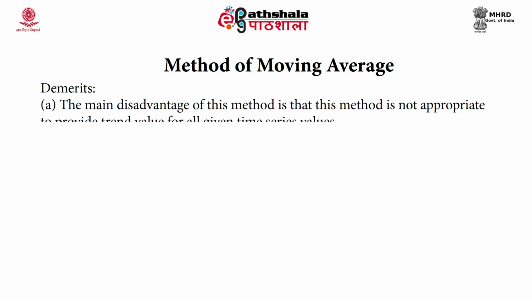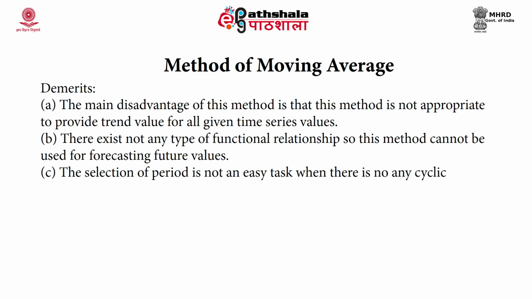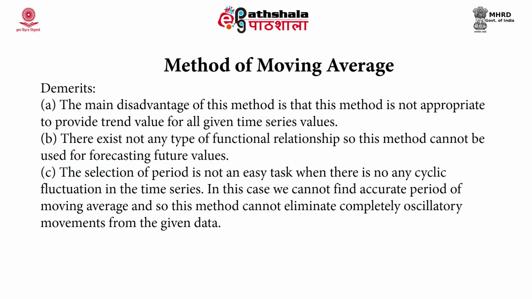What are the demerits? The main disadvantage of this method is that it is not appropriate for providing trend values for all given time series values. There exists no functional relationship, so this method cannot be used for forecasting future values. The selection of period is not an easy task when there is no cyclic fluctuation in the time series. In this case, we cannot find the accurate period of moving average, and so this method cannot completely eliminate oscillatory movements from the given data.